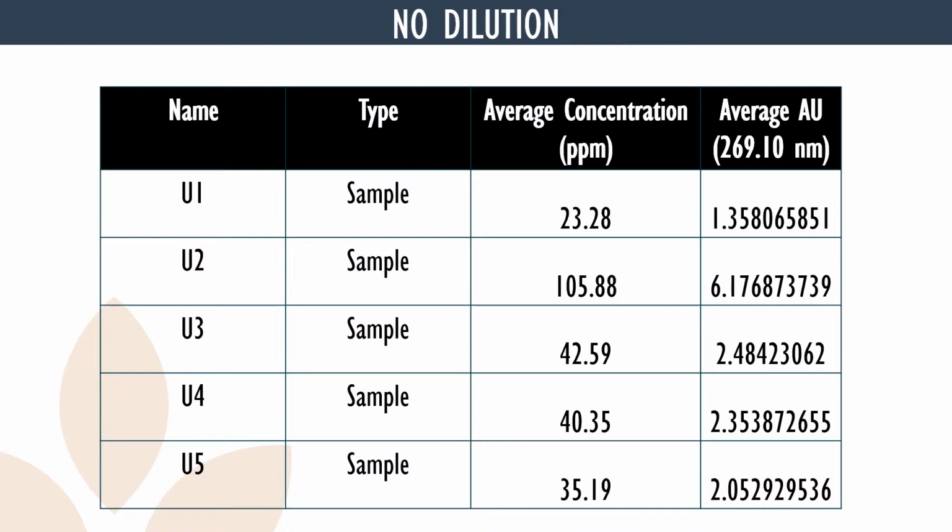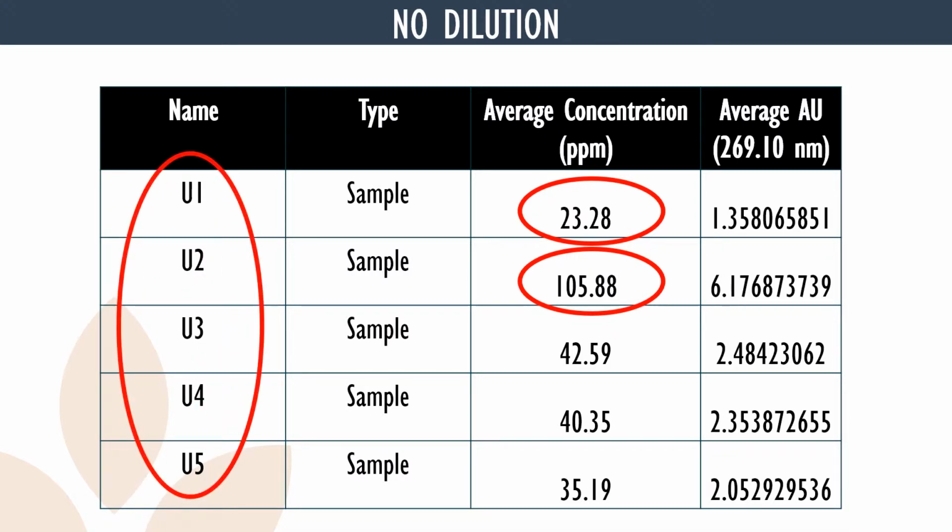A set of samples without dilution is presented in the table as seen, with the lowest concentration at 23.28 ppm and the highest concentration of 105.88 ppm. In this set of experiment, the 5 samples are labeled as U1 to U5.